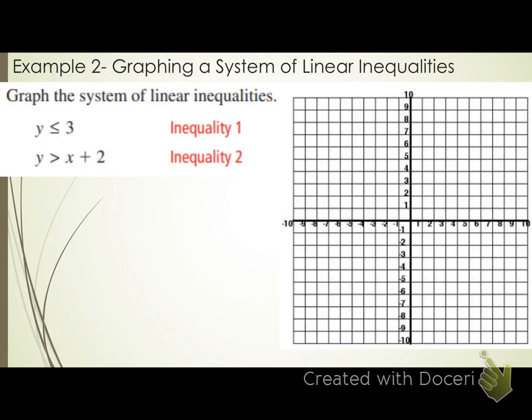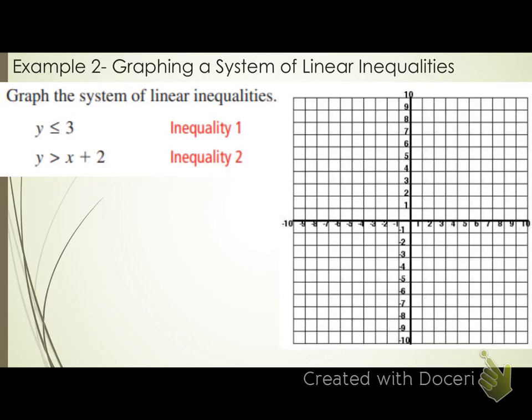Okay. Graph the system of linear inequalities. Are these already in slope-intercept form for me? Yes, they are. Y is less than or equal to 3. How would I graph that? That's not my slope, is it? The slope is what? 0. So what kind of line is this going to be? Horizontal line, right? This is HOY.